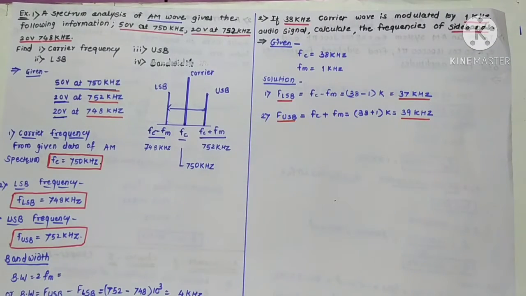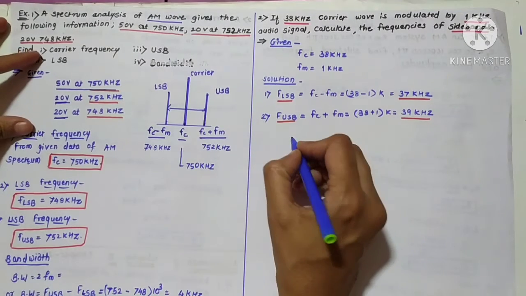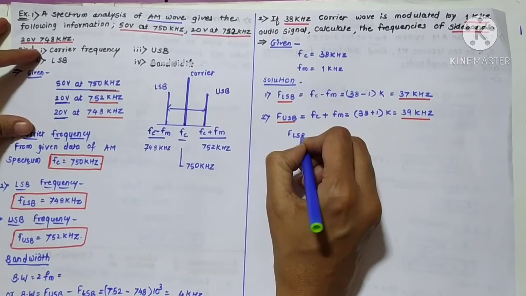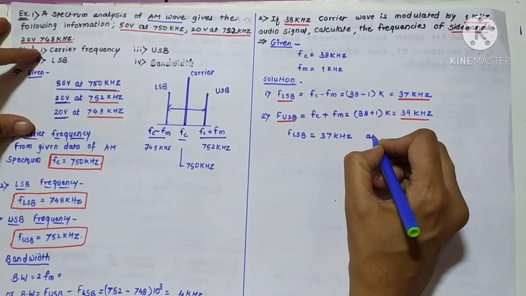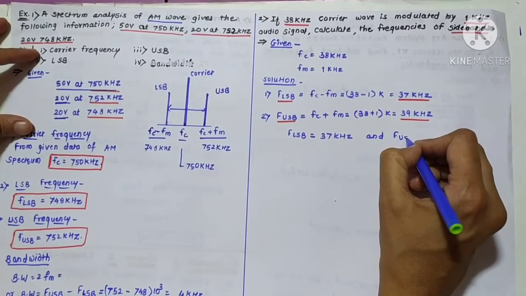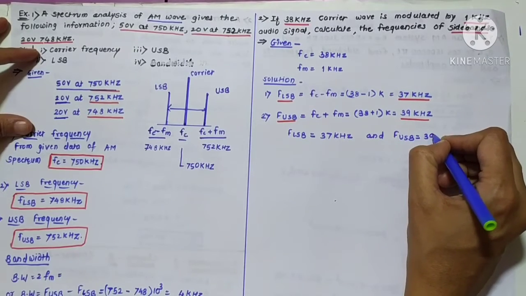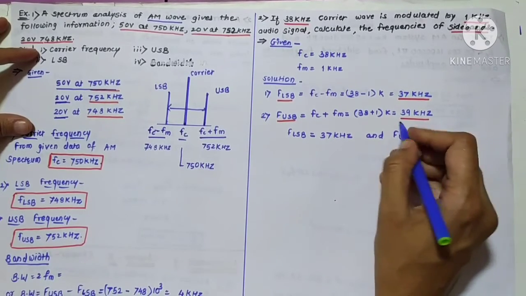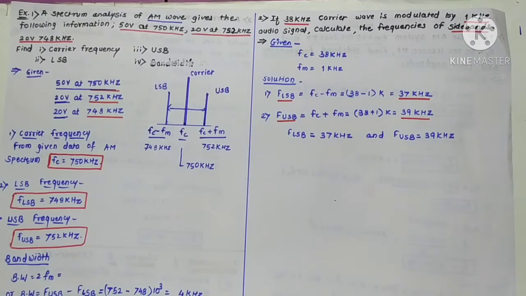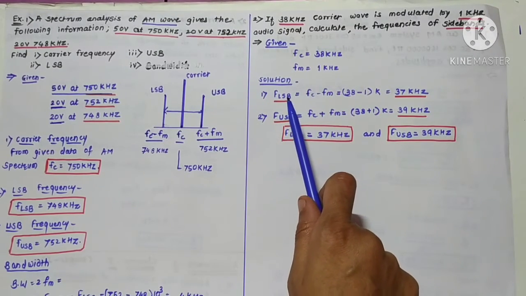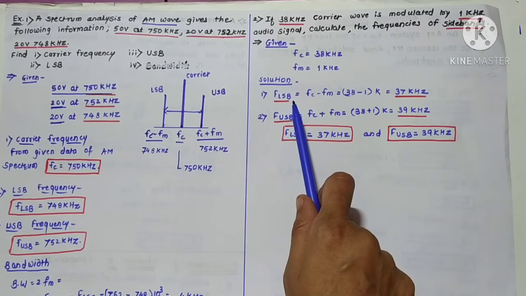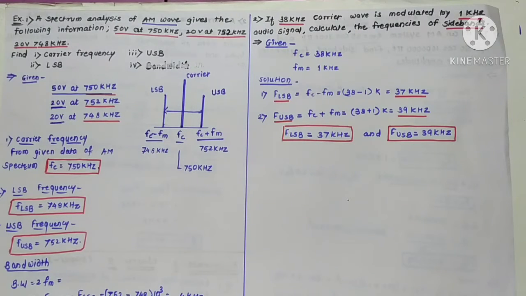Okay students, so we can write at last FLSB is equal to 37 kilohertz and FUSB is equal to 39 kilohertz. Okay students, in this way this is the solution of the given problem. You just have to remember the formula for frequency of lower sideband and frequency of upper sideband.